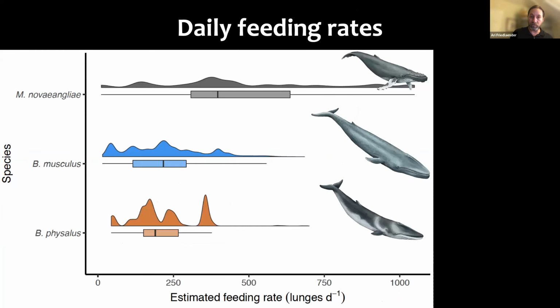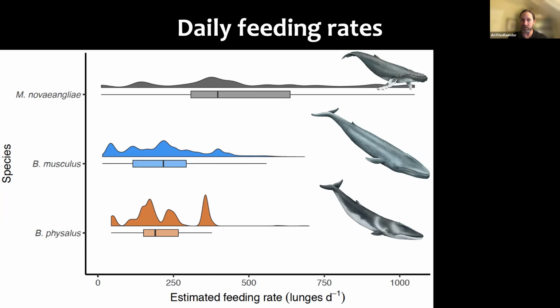The next thing we were able to demonstrate is, well, we know how big their mouths are. How often do these whales feed? And by putting out these tags over and over again in different environments for 3 species here, for the humpbacks on top, the blue whales in the middle, and then fin whales on the bottom, you can see that this is an estimate of the feeding rates or the number of lunges per day.